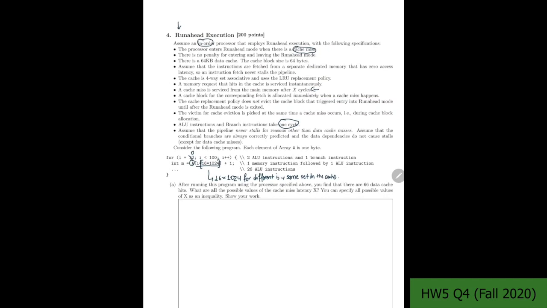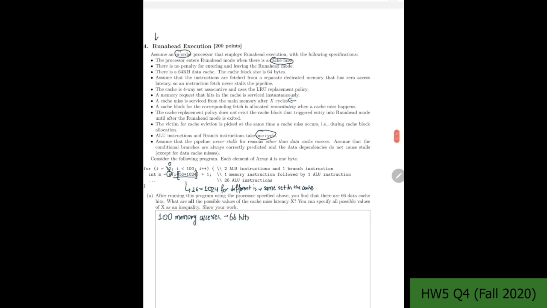After running this program using the processor specified above, you find that there are 66 data cache hits. What are all the possible values of the cache miss latency X? You can specify them using an inequality and show your work. So how many memory accesses do we have in total? We have 100 memory accesses. With 100 memory accesses, we want 66 hits. So how many misses do we need? We need 24 misses.